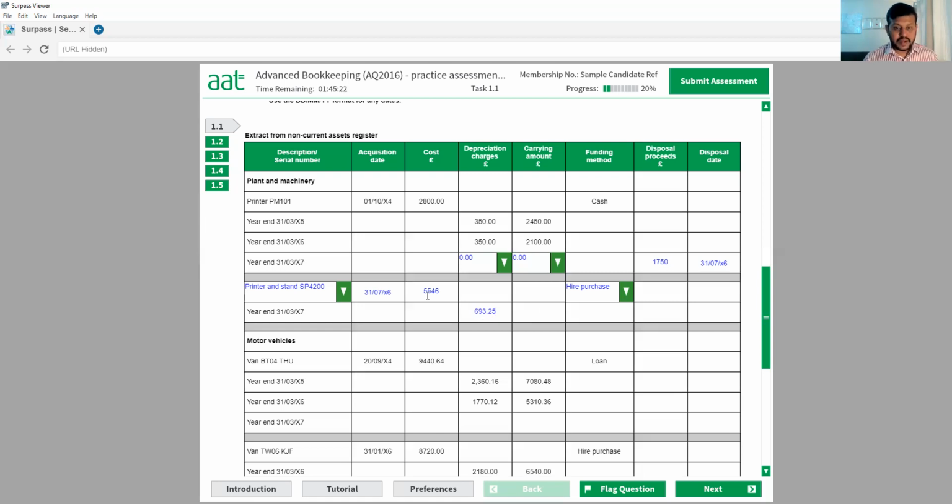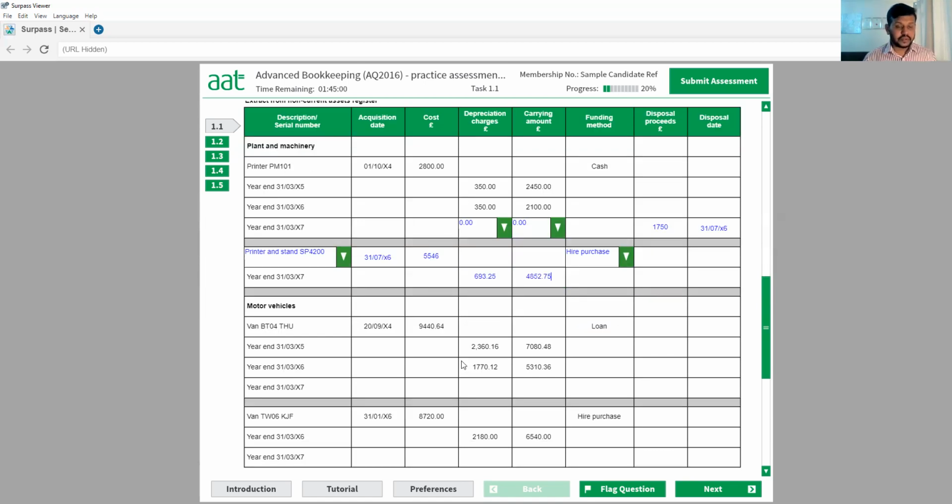And how much will be the carrying value? So 5546 minus the depreciation, it is 4852.75. So this is your carrying value after 1 year. Okay, so this is the story of our printer, the new one. Now we move to the motor vehicle.